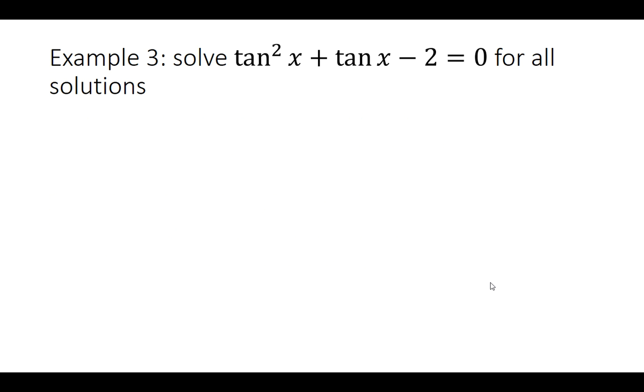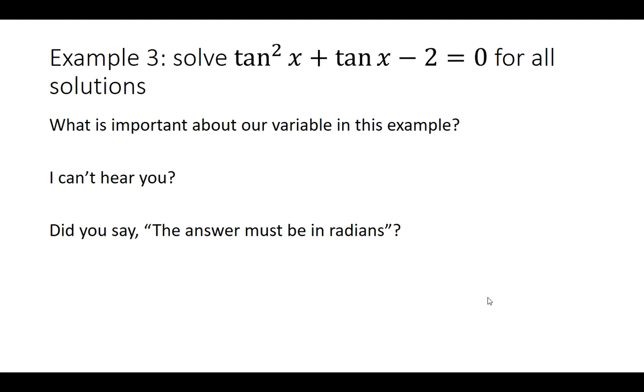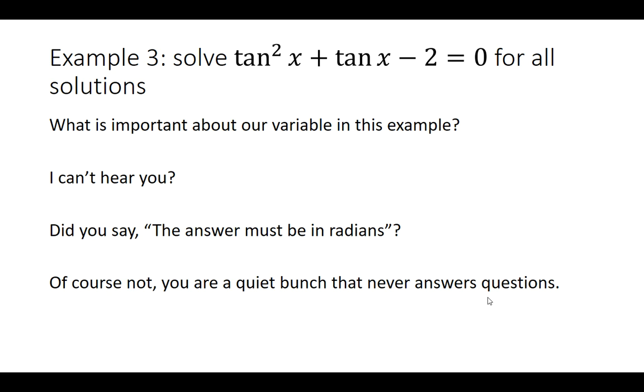Our next example, solving tangent squared x plus tangent x minus 2 equals 0. You'll notice that there's something important about our variable here. Can you figure it out? So what's important about our variable is that it's a Latin letter, so we're now working in radians. Make sure that you are paying attention to the radian values and not just degree values.